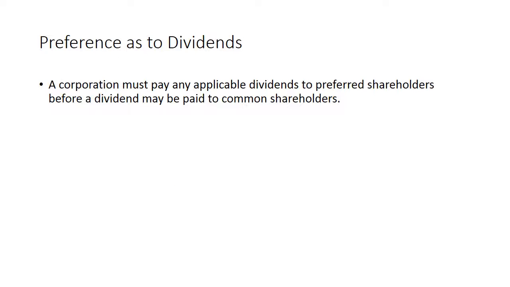So let's talk about preference to dividends. A corporation must pay any applicable dividends to preferred shareholders before common shareholders. Now, they're not required to declare a dividend each year, but when they do, preferred shareholders get their dividends first.